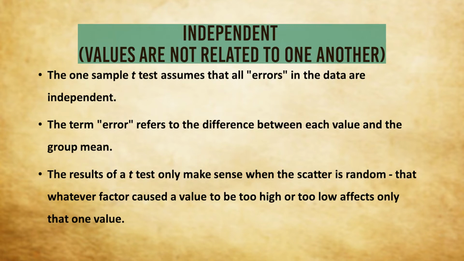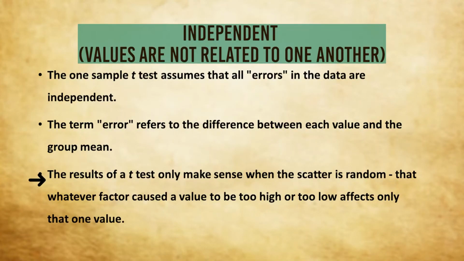Now what do we mean by these errors? The term error refers to the difference between each value and the group mean. This is basically what we call errors. And one sample t-test demands that these errors are independently distributed, because the result of a t-test will only make sense when the scatter is random.